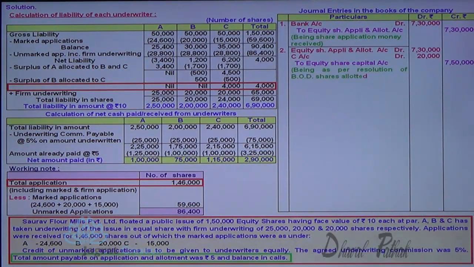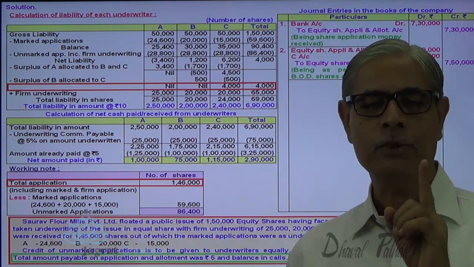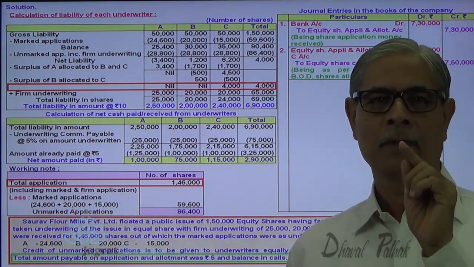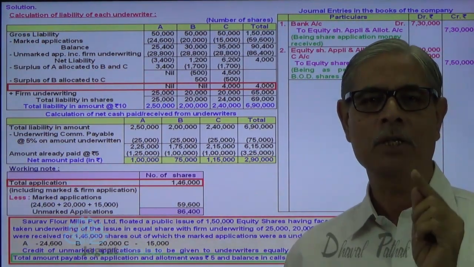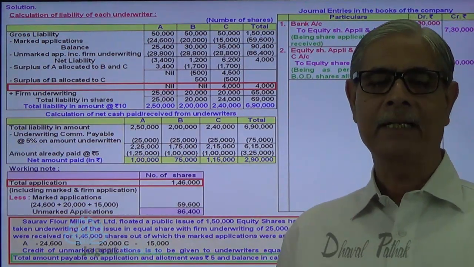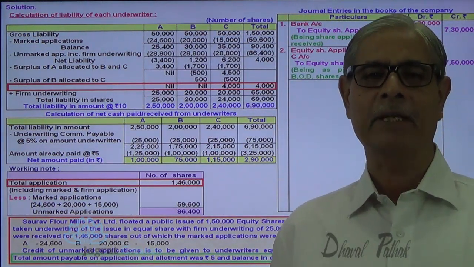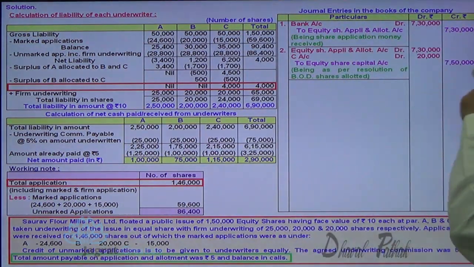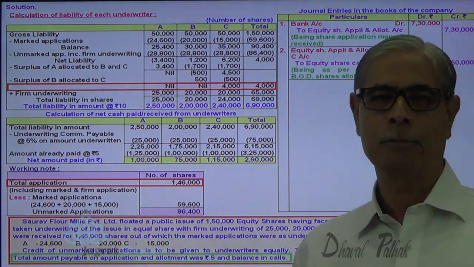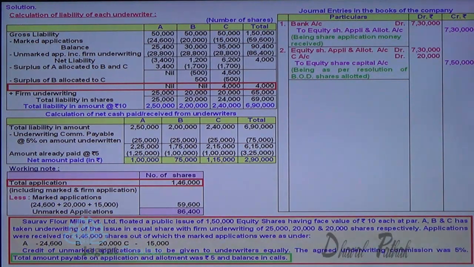Being as per the resolution of Board of Directors, shares are allotted. So remember once again, number of shares issued are 1,50,000. Issue price, face value of the share is 10 rupees. Total amount of share capital to be collected, 1,50,000 into 10, 15 lakhs. Half the amount is received with application and allotment. So equity share capital account is credited with 7,50,000. So this is how the first two entries are recorded.